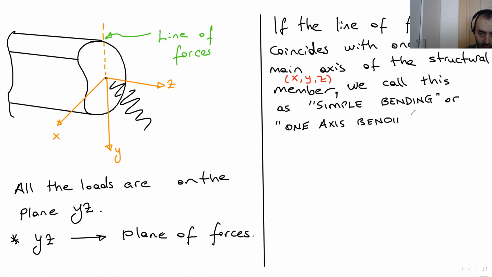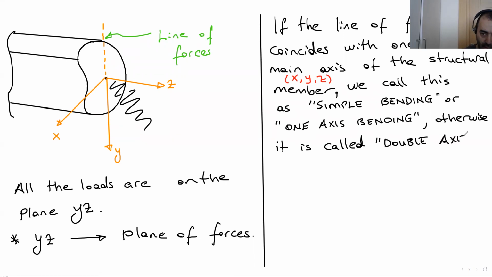Bandwidth. Okay. Otherwise, it's called double axis bandwidth. I'm going to explain what it is.